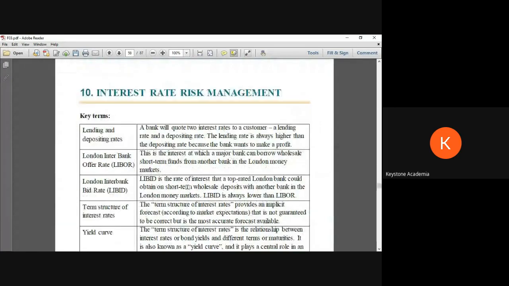Now interest rate risk management. This risk is there obviously for us currently. Before starting, we'll see some terms.